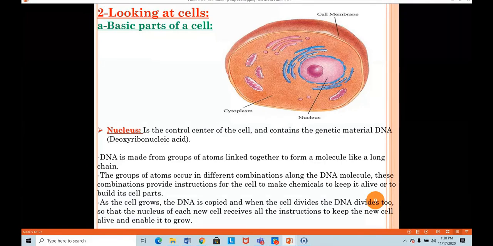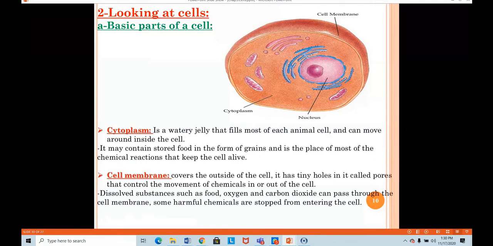Okay, ladies, so let's talk about the next cell part, which is the cytoplasm. What is cytoplasm? The material which is present just inside the cell membrane, the jelly-like substance, is known as the cytoplasm. It is a watery jelly that fills most of each cell. Even if it is a plant cell or an animal cell, inside the cell membrane, the jelly-like substance present is known as the cytoplasm. It can move around inside the cell, okay?